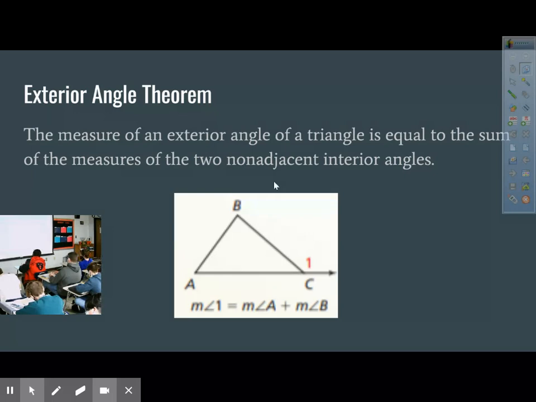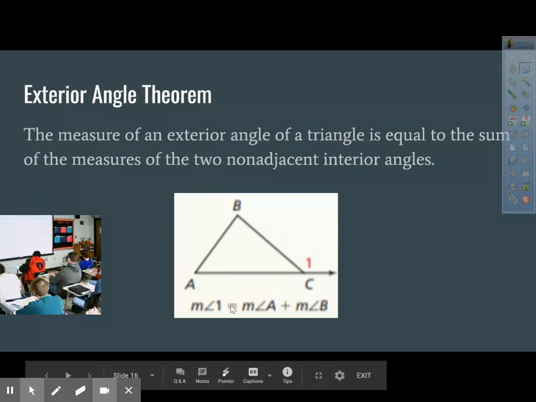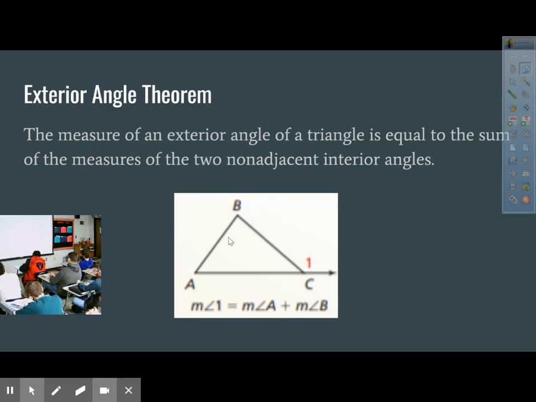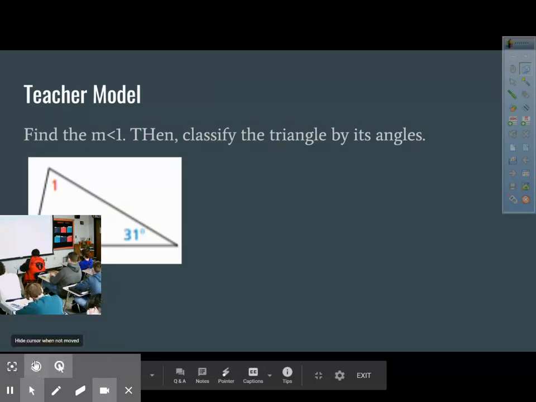And then once you write that down over there underneath the picture, I need you to write this formula. The measure of angle 1, which is the exterior angle over here at C, is equal to the measure of angle A plus B. The measure of angle 1 equals the measure of angle A plus B. Sorry, that was my fault. Give me just a second.